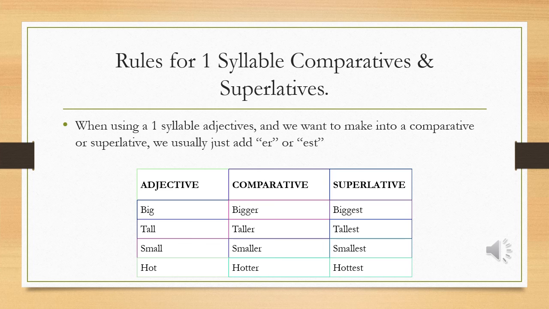So here's the first set of rules for using comparatives or superlatives if your adjective is one syllable. So nice and easy, we usually just add ER for the comparative or EST for the superlative, remembering the CVC rule. So here we have big, bigger, biggest, tall, taller, tallest, small, smaller, smallest, hot, hotter, hottest. So remember all these adjectives here are one syllable. We double up the last consonant if it's CVC. And then also we just add EST for the superlatives. You can pause now if you want to look further.